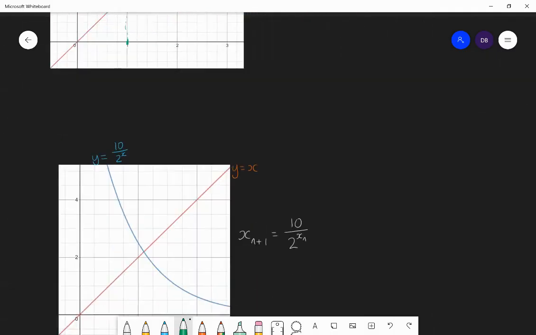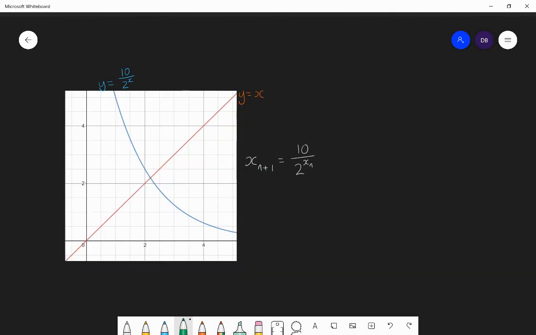Now, here is one where it does not work. So if I wanted to solve the equation x equal to 10 over 2 to the power of x, I could draw the graph of y equals x and draw the graph of y equals 10 over 2 to the power of x, and the solution lies where they meet. And I could use the recurrence relation, x n plus 1 is equal to 10 over 2 to the power of x n.